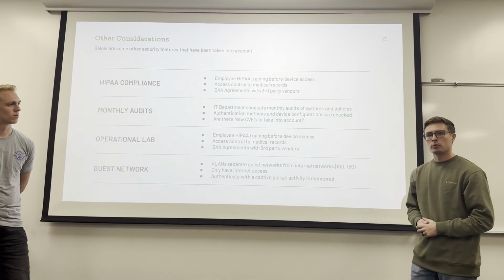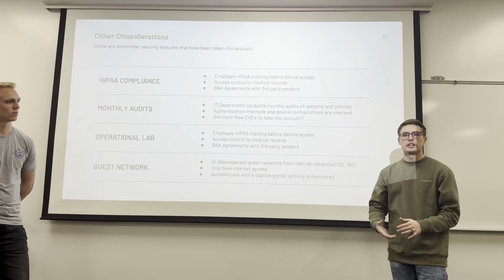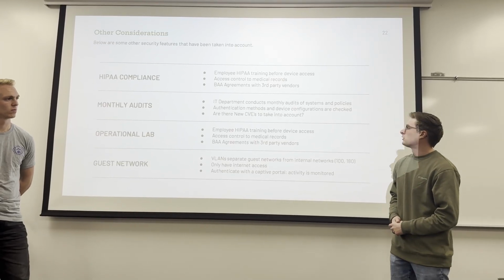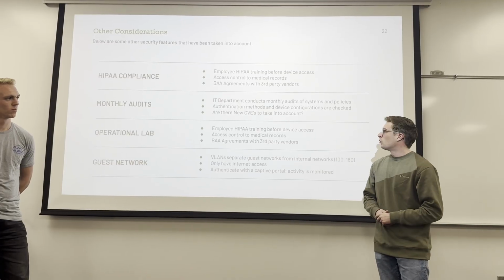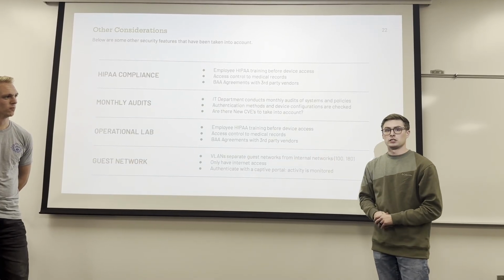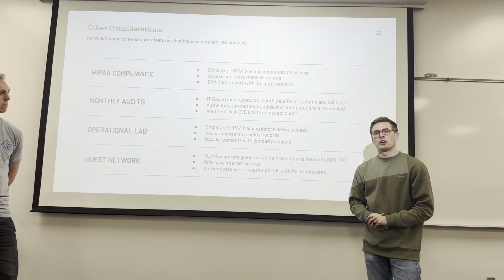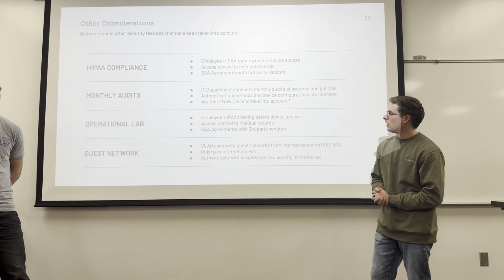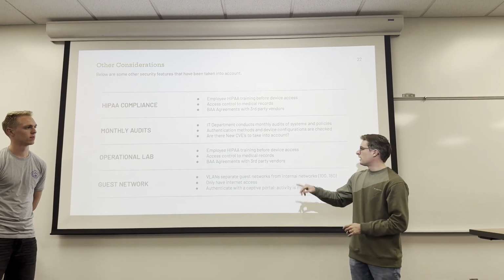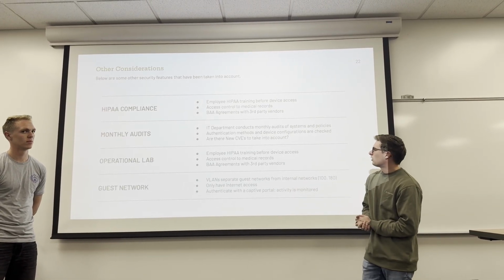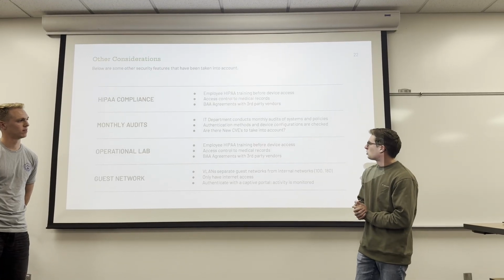For monthly audits, we want to make sure that those run every month so that we can ensure that the network is still safe. One of the things that I want to note is if there are new vulnerabilities that have been discovered, we need to take that into account and fix those if needed. For our operational lab, we talked about that earlier, but a couple other ways we're going to keep it extra secure is the BAA agreements, and we also wanted to do access control and training.